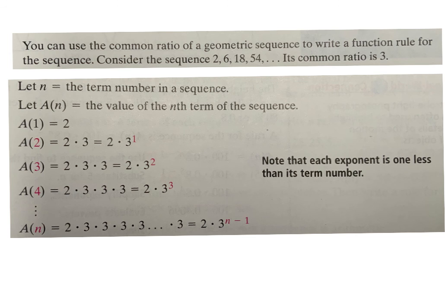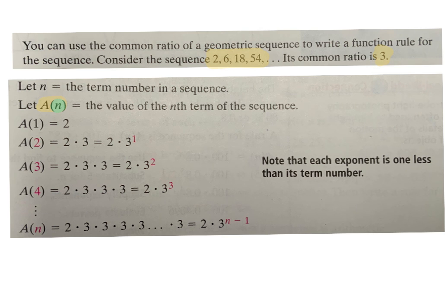So they've given us the sequence here: 2, 6, 18, 54. The common ratio is 3. And so they're setting up some terminology here. A sub n, so this large A with an n represents the sequence. That's just like a function for the sequence, all right? The n is going to represent which term you're talking about: the first term, the second term, the third term, the fourth term, and so on.